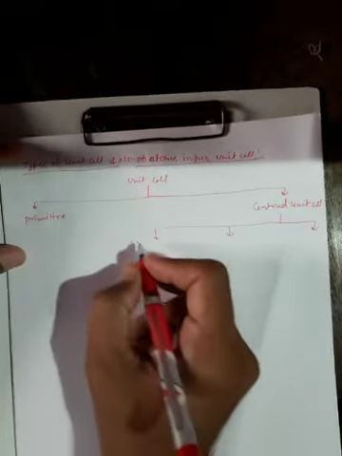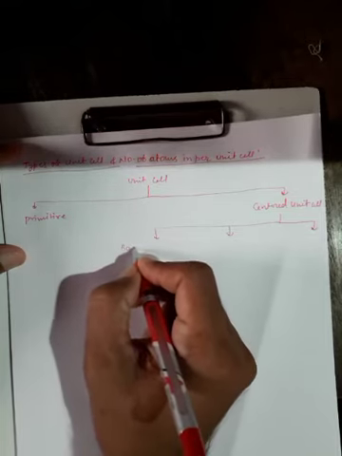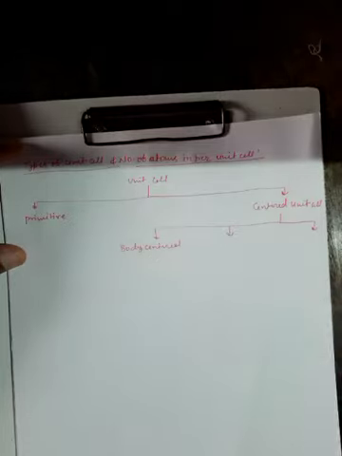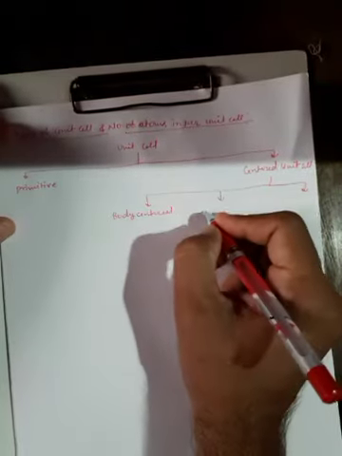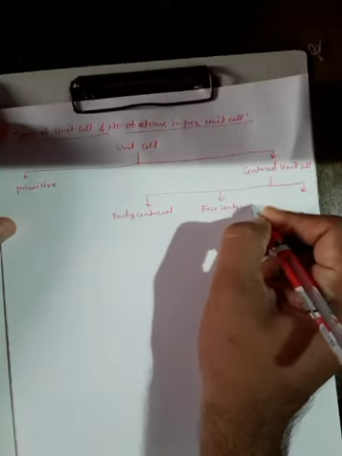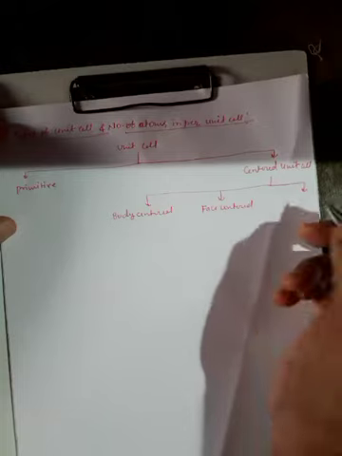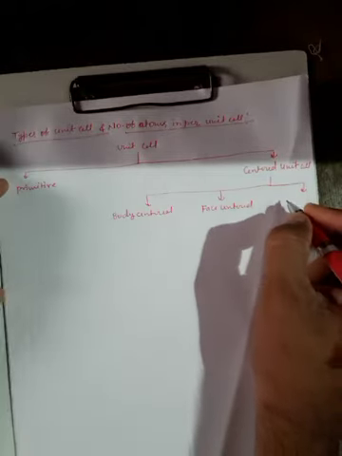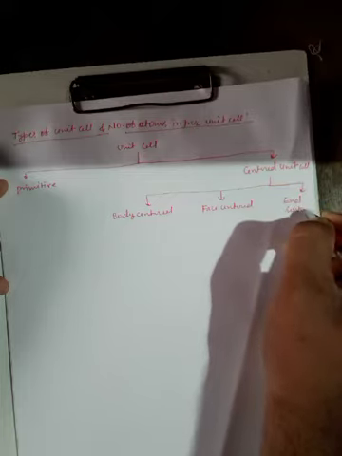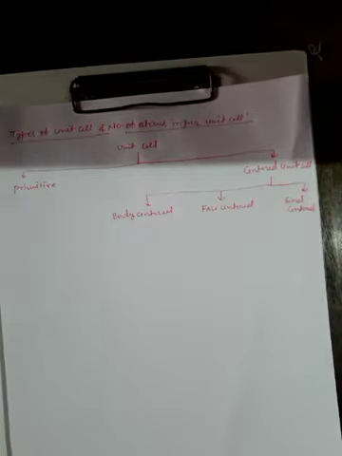First of them is the body centered unit cell. Second one is the face centered unit cell. And third one is the end centered unit cell. In the primitive type of unit cell, constituent particles are located only at each corner of the unit cell.